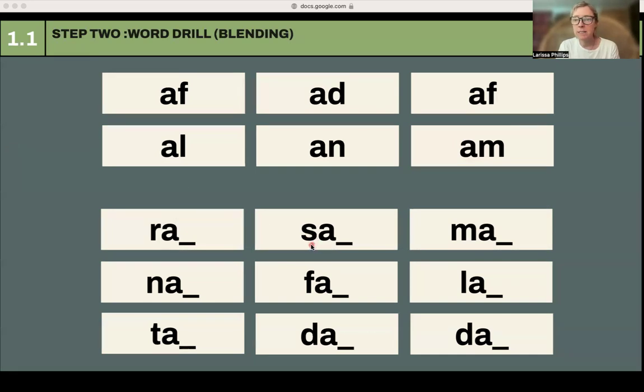Okay, let's move on. We have sa. So we'll blend it by going sa. I'll show you again. If we put a sound at the end, we have sat, or Sam, the name Sam.